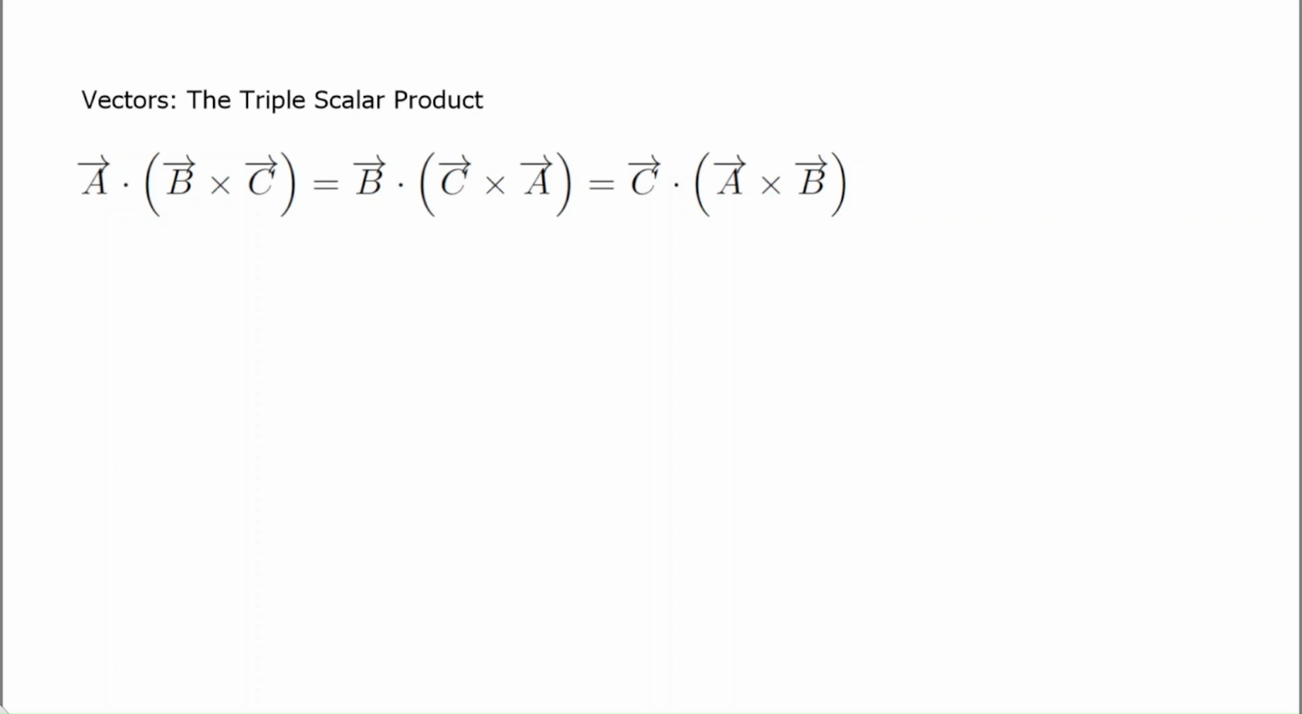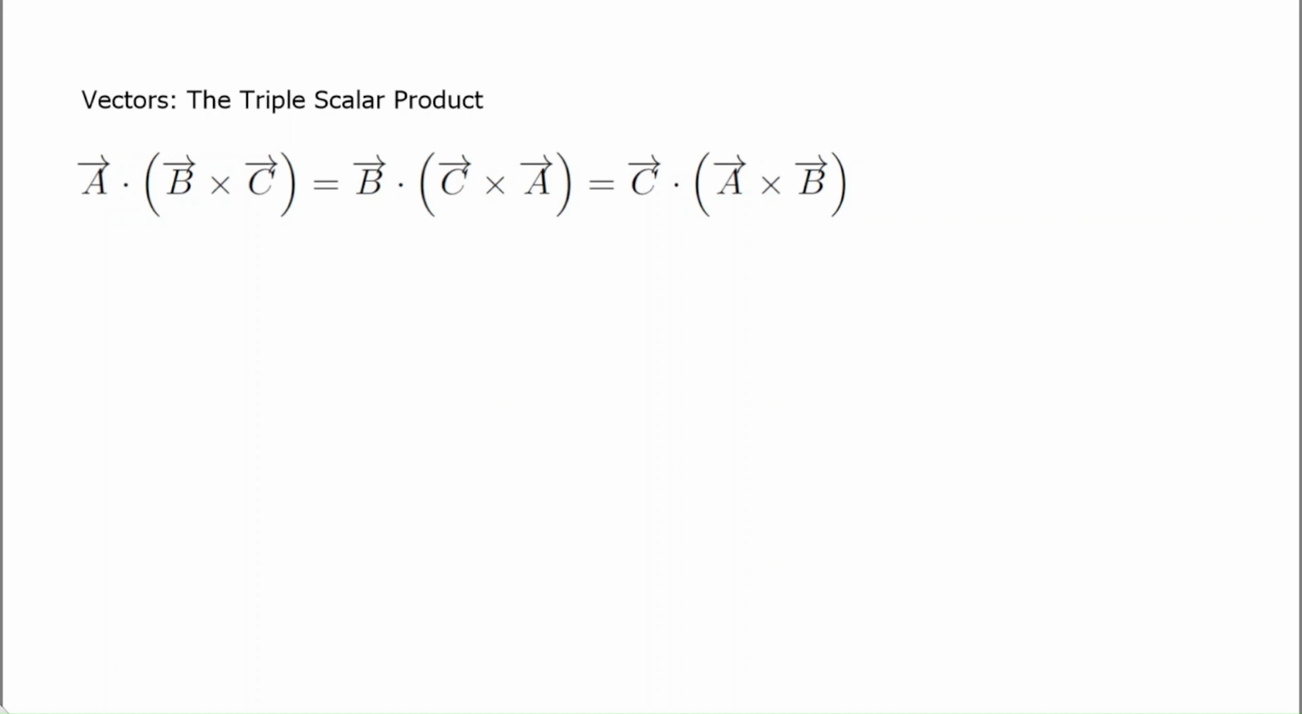Okay, now if you've been watching some of my other videos, you know I did one on something we call the triple vector product, which is A cross B cross C, parentheses around the B and the C, B cross C, for instance. Okay, here we're going to do A dot the cross product B cross C.